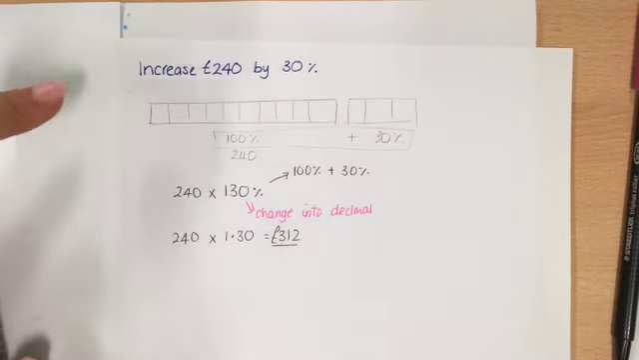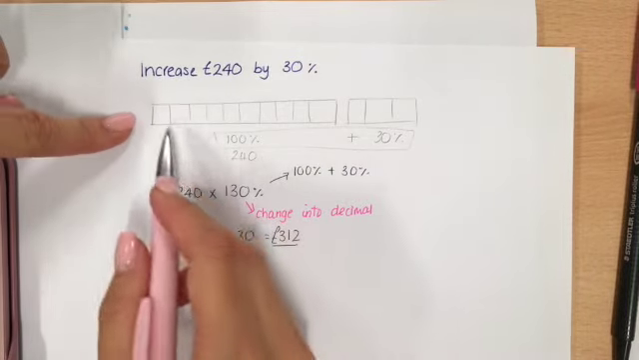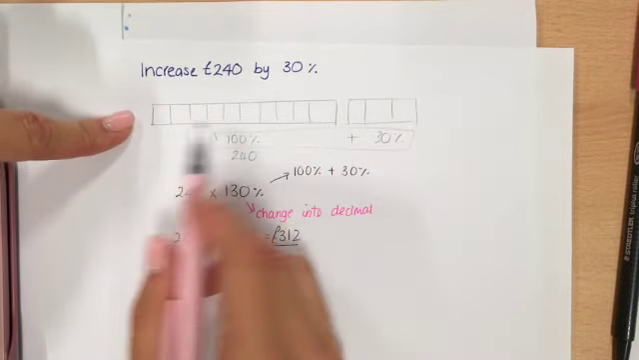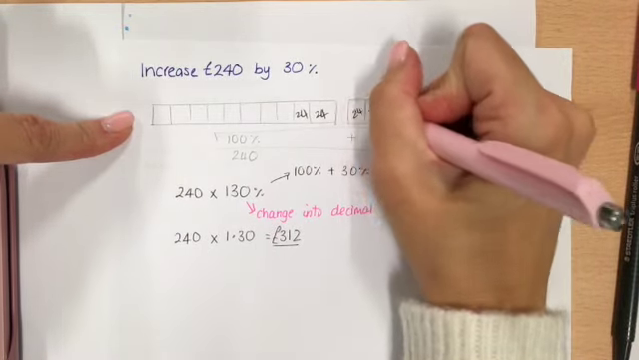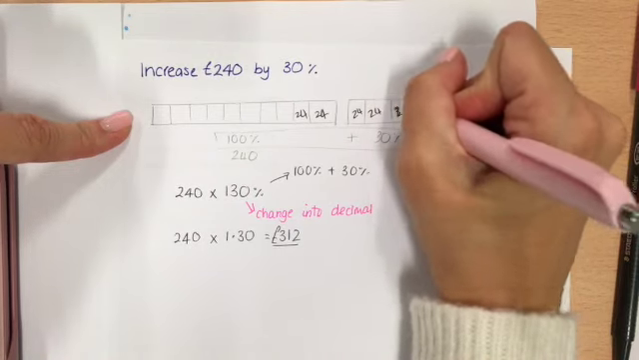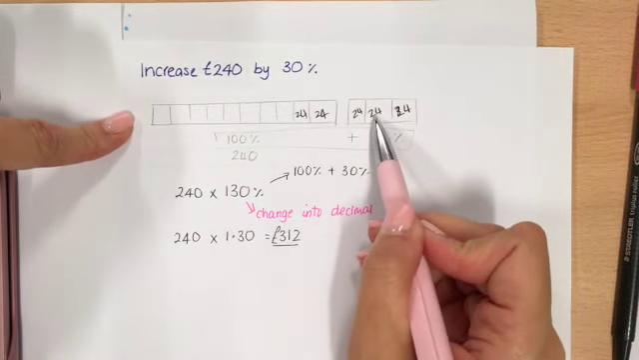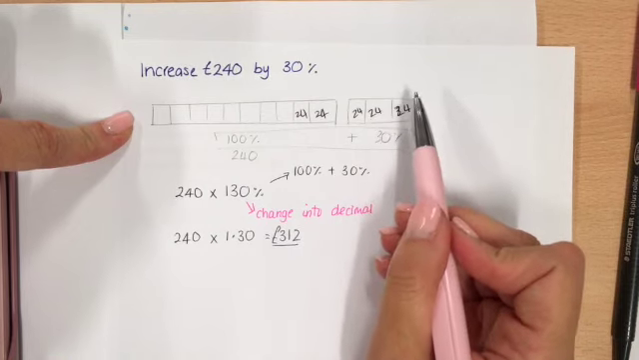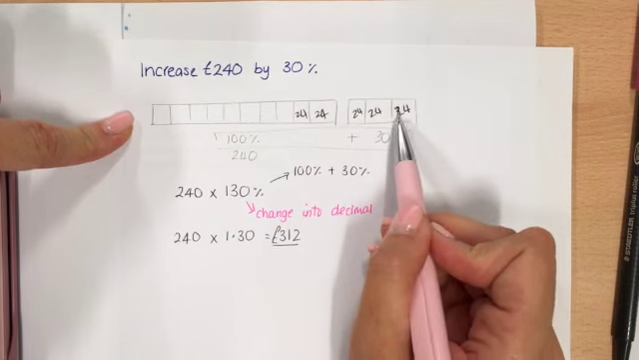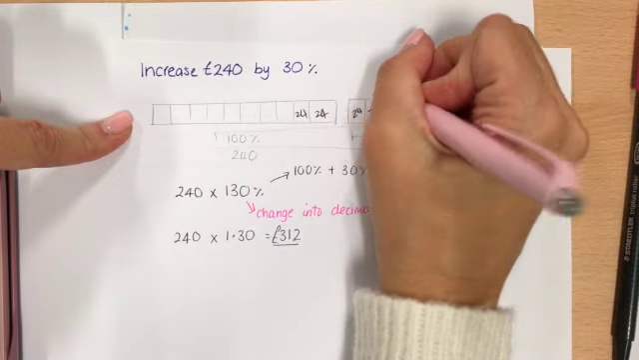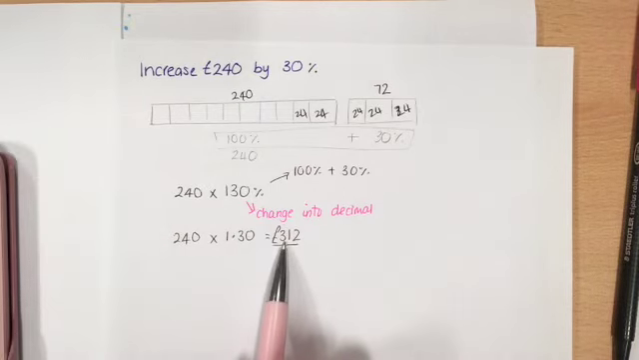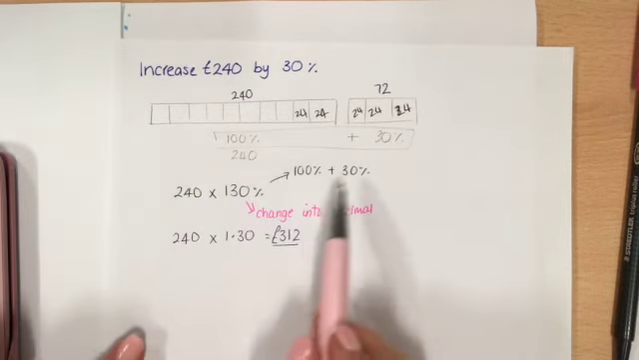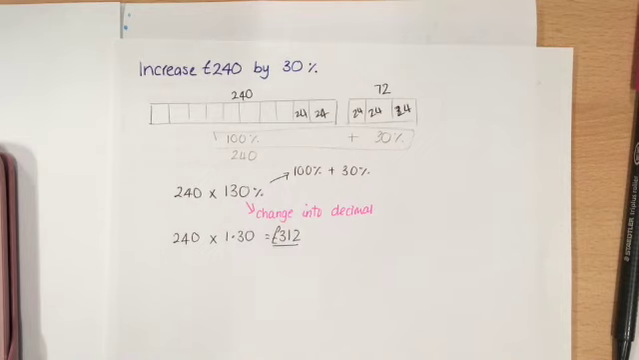Let's check that using this little bar model. We know that that's 100%, so that's 240. Each of these is worth 24, so I know I need to add 3 of them on. So 24 plus 24 is 48, plus another 24 is 72. So this is 72, this is my 240, and 240 plus 72 does make 312. So you need to be able to understand how to do that before you do the next set of questions.